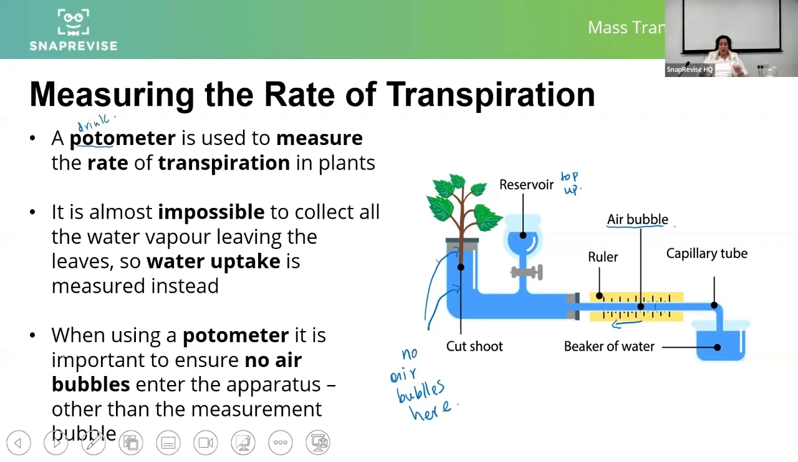Another precaution that I can take before I start my experiment is to pat dry the leaves, to ensure that there's no water on them.